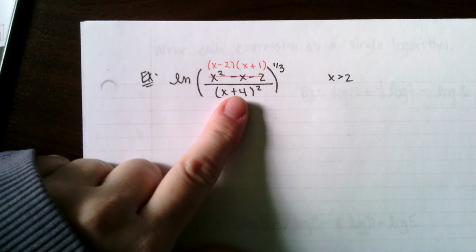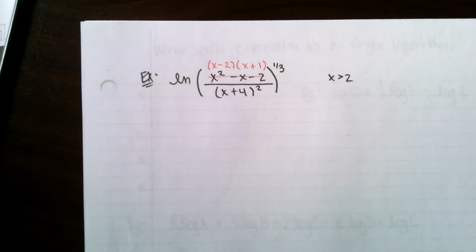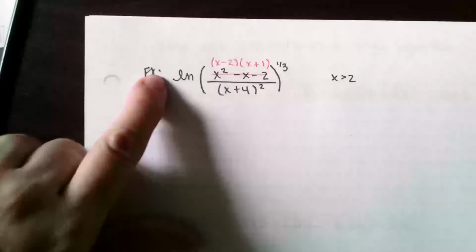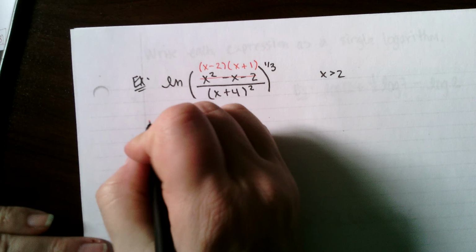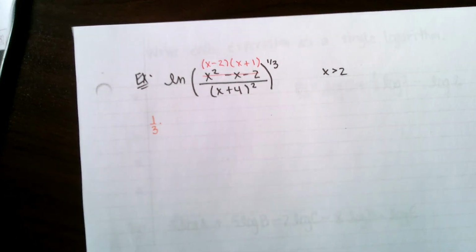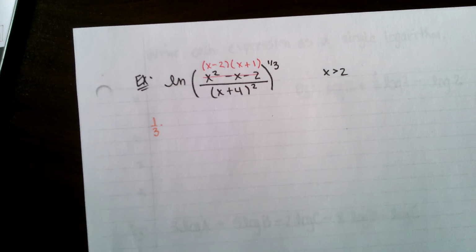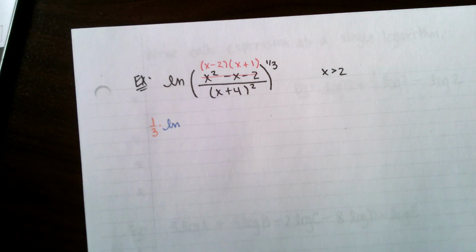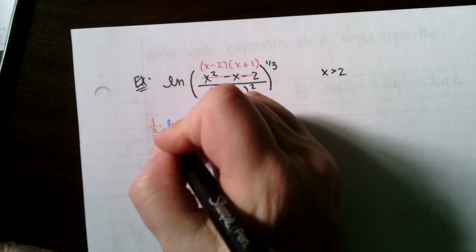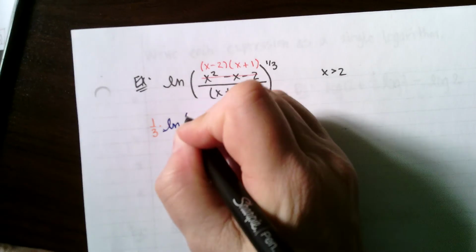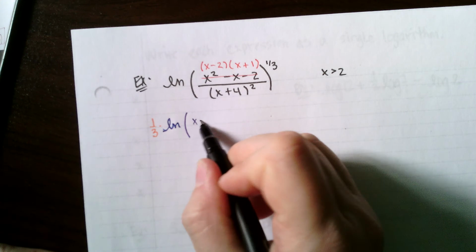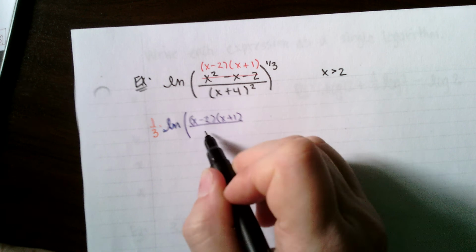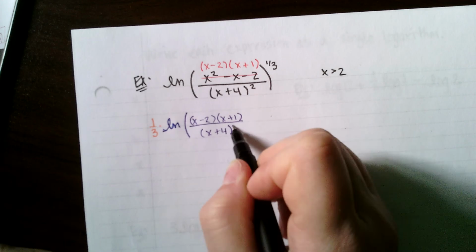So the first way that we could handle it is we could take this 1/3 and we could unpack it to the front right away. So we can unpack it out here and make it 1/3 times, and then the whole problem that we had. 1/3 times the natural log of, then we still have this x minus 2 times x plus 1 divided by x plus 4 squared.